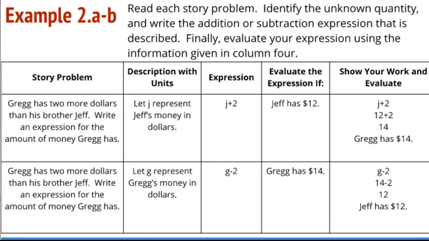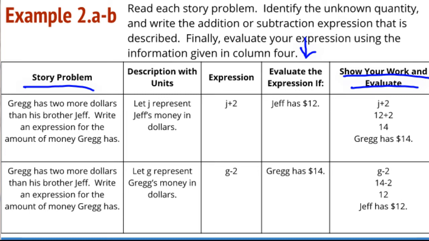All right, so now working through some examples here. On some of these, it's all done for you, so I can walk you through it, and then you're going to complete some on your own. So you're supposed to read each story problem, each real-life situation, and we need to identify the unknown quantity, and we are going to write an addition or subtraction expression that is described. And then we are going to evaluate the expression using the information given in the fourth column. So we're given some information here, and then we are going to substitute to determine the value of the expression.